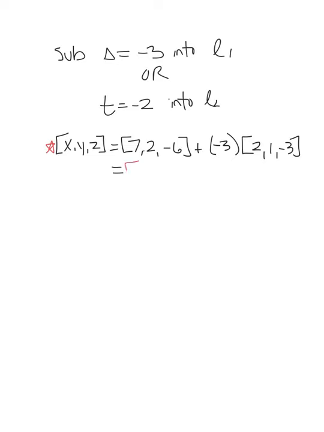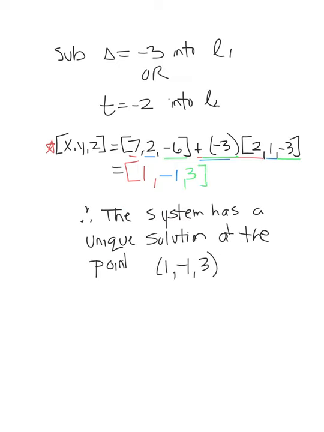So when I simplify this, I have 7 plus 3 times 2, which gives me 1. 2 plus 3 times 1, which is going to give me -1. Or -6 plus 3 times -3, which is going to give me 3. And then, of course, therefore, the system has a unique solution at the point (1, -1, 3).